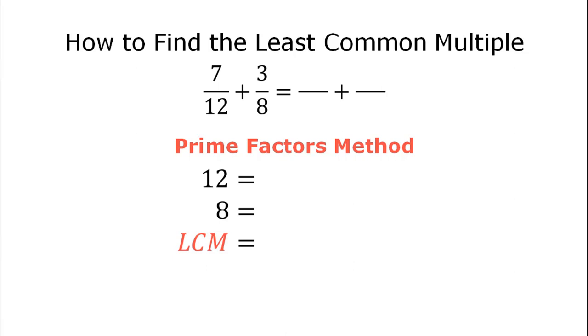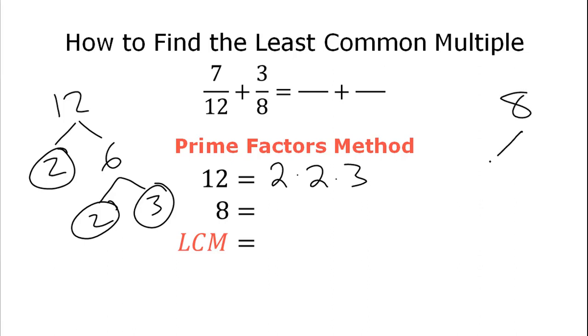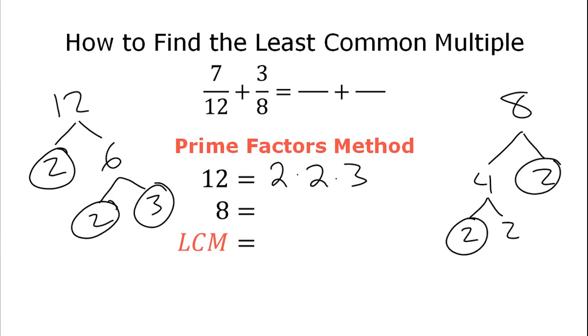But basically I would say, okay, 12 can be split into the factors 2 and 6. 2 is a prime factor, so I'm not going to split that further. But 6 can be split into 2 and 3. And 2 is prime, and so is 3. So the prime factorization of 12 would be 2 times 2 times 3. And then the prime factorization of 8, if I split that into 4 and 2, 2 is a prime number. If I split 4 up, that gives me 2 and 2. And that means that 8 equals 2 times 2 times 2.